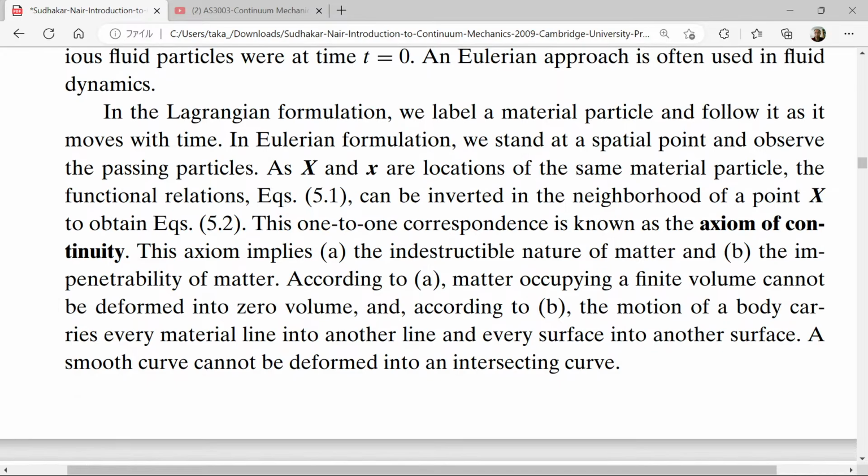As X and small x are locations of the same material particle, the functional relations, equation 5.1, can be inverted in the neighborhood of a point X to obtain equation 5.2.